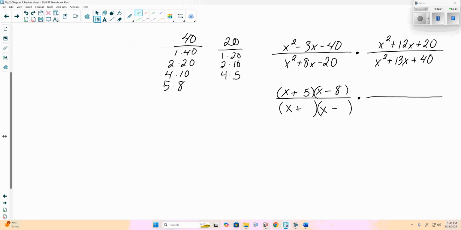2 and 10. Which one's positive? 10's positive, 2 is negative. And if we check this here, x times negative 2 is negative 2x. 10 times x is 10x, giving us the positive 8x that we wanted.